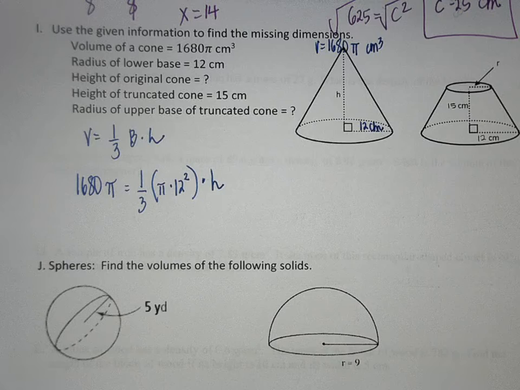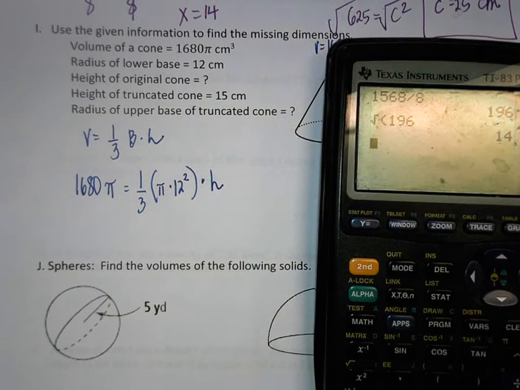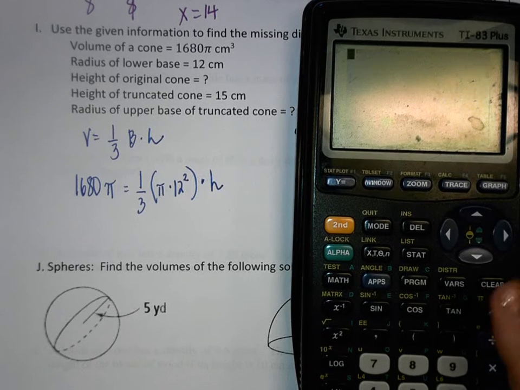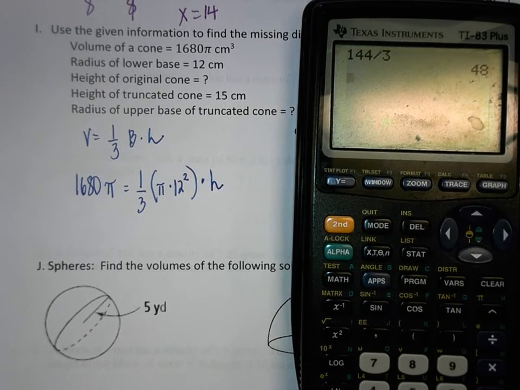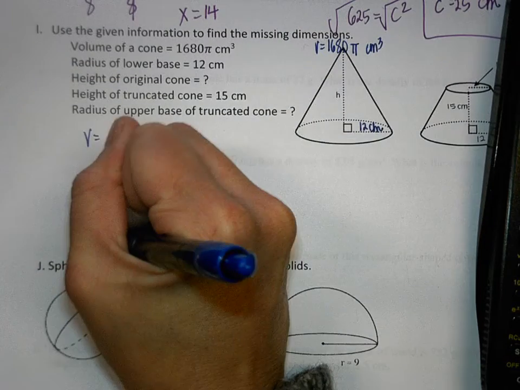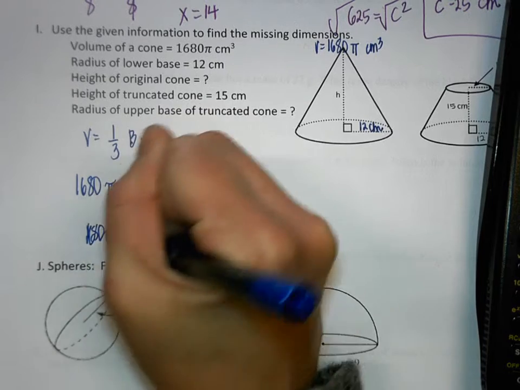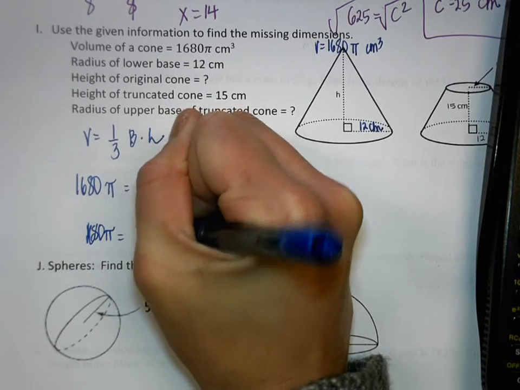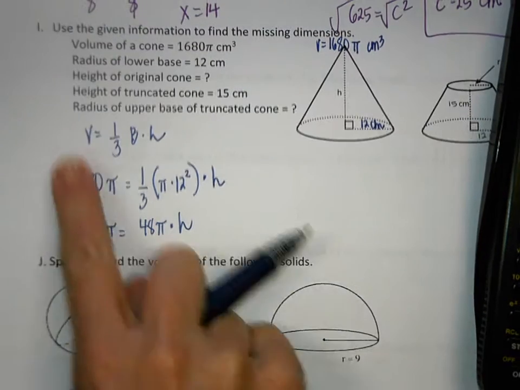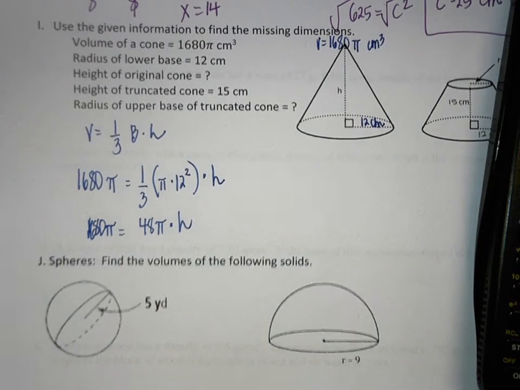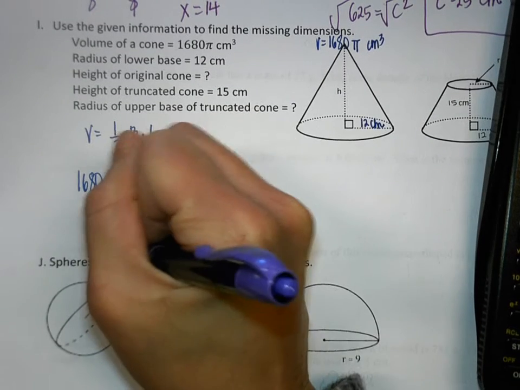So to start with our calculator, 12 squared we know is 144, and we're going to take 144 and divide that by 3, which makes 48. So I have 1680 pi equals 48 pi times h. And so what would I do to get h? Divide by 48 pi. So right there, do you notice how the pi's cancel?